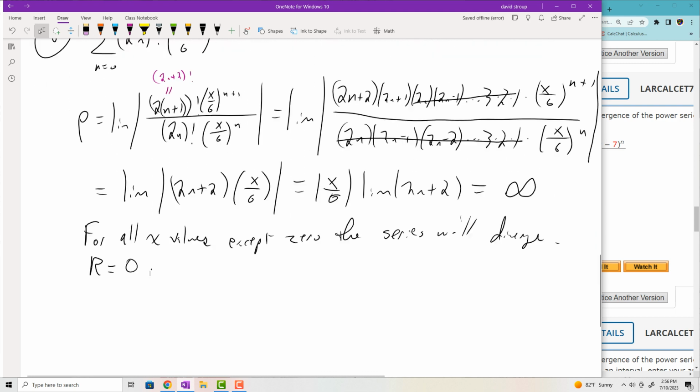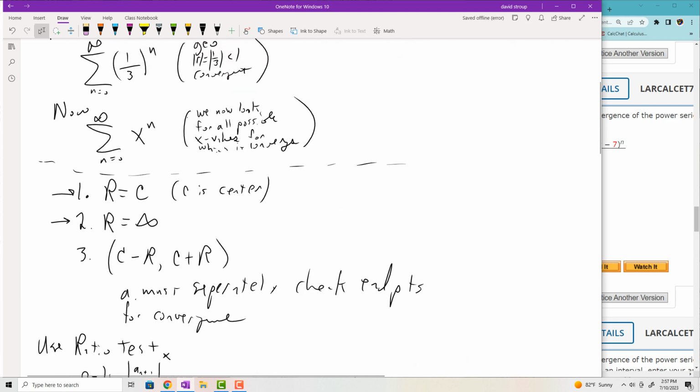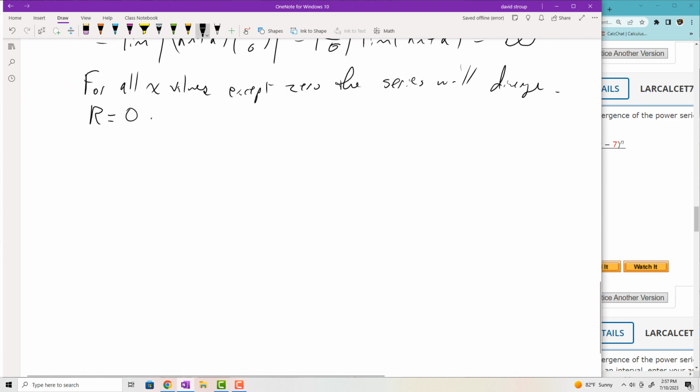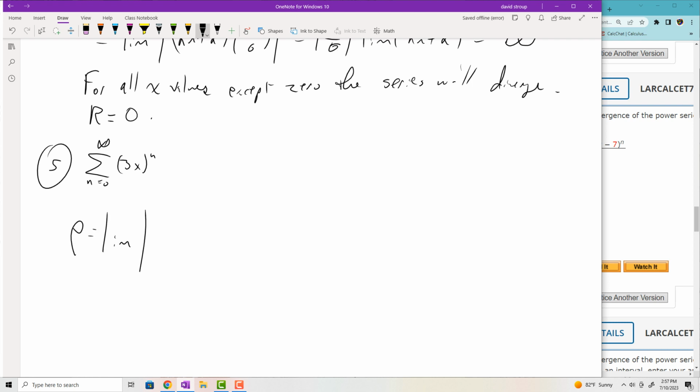Okay. So 2 cases down. We still want to look at this third case now, which is the long case. But anyways, let's see number 5. I have the sum of 3x to the n from n equals 0 to infinity. So go after my rho value. Rho will be the limit of the absolute value of the ratio 3x to the n plus 1 all over 3x to the n.